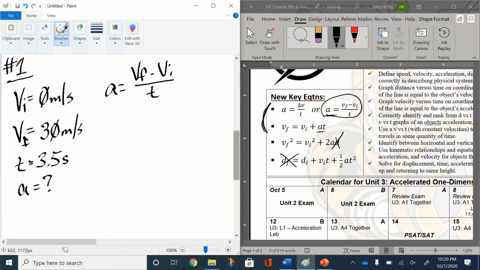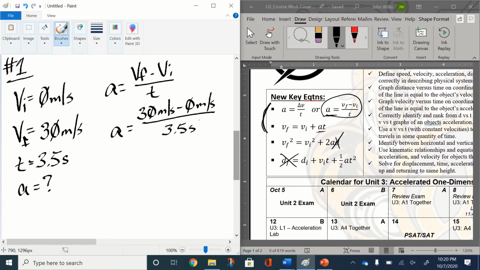When you're showing your work, let me know which version of the equation you picked. So write out the full equation. Now we're going to go in and plug in all of our numbers. Here we're going to have 30. Again, it's meters per second. I'll explain why I'm doing this in a second. Subtracted from 0, all divided by 3.5 seconds.